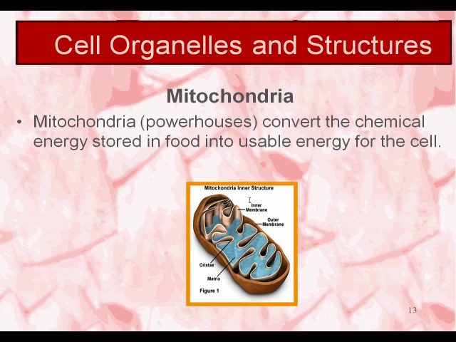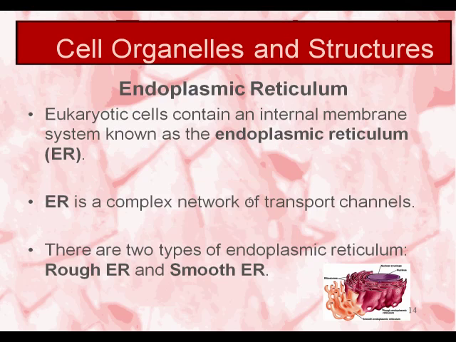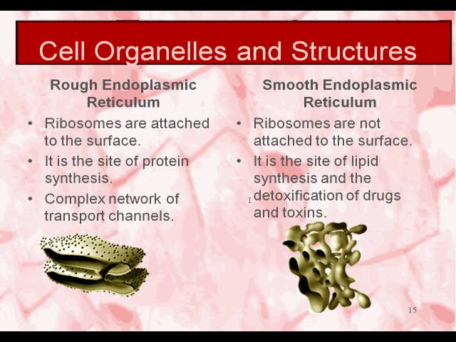The mitochondria are the powerhouse of the cell because they supply the cell with energy. Your cell will also contain a structure called the endoplasmic reticulum. It is the complex network of transport channels. There are two main types of ER, endoplasmic reticulum. You have your rough ER and your smooth ER. Rough endoplasmic reticulum has ribosomes attached to the surface, and it is the site of protein synthesis, as you can see in the diagram. Notice the ribosomes attached to the rough endoplasmic reticulum.